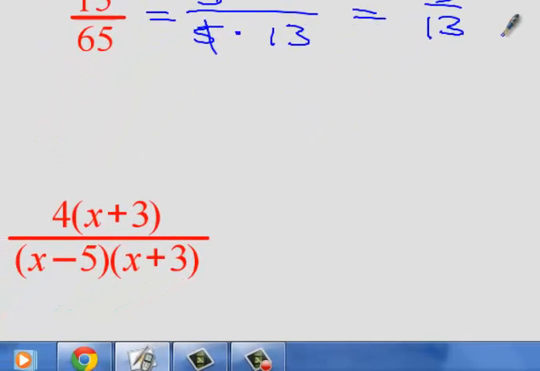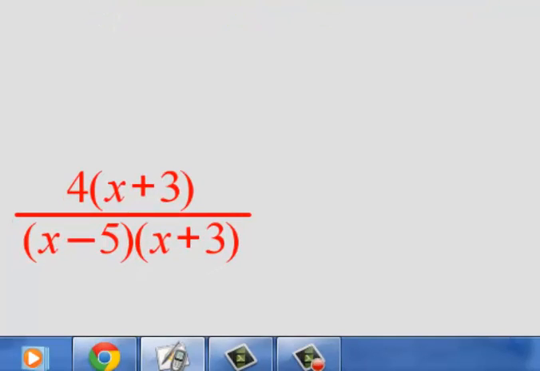So on the bottom, what we're looking for is repeated factors, right, that are connected through multiplication. So look at this one, top and bottom. Is there anything in common from top to bottom that's isolated by multiplication? Yep. The x plus 3s, right? 4 times x plus 3 on the top, then x minus 5 times x plus 3 on the bottom.